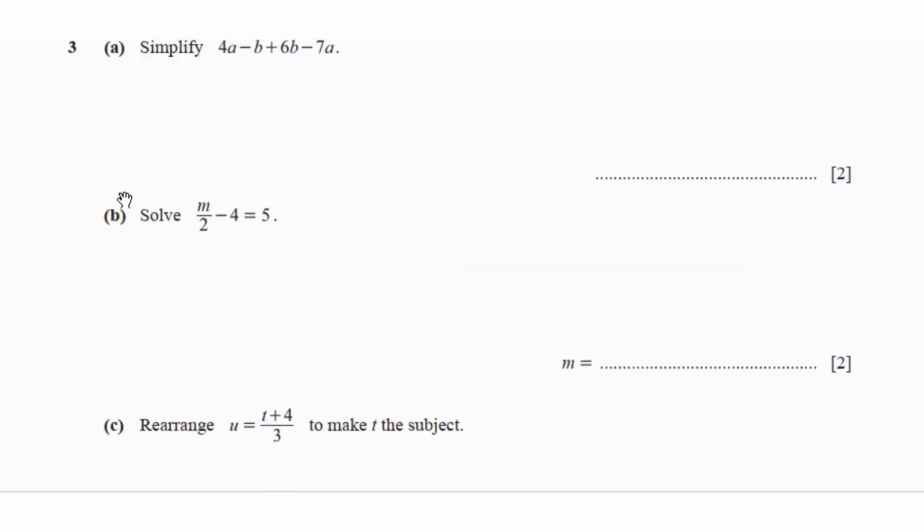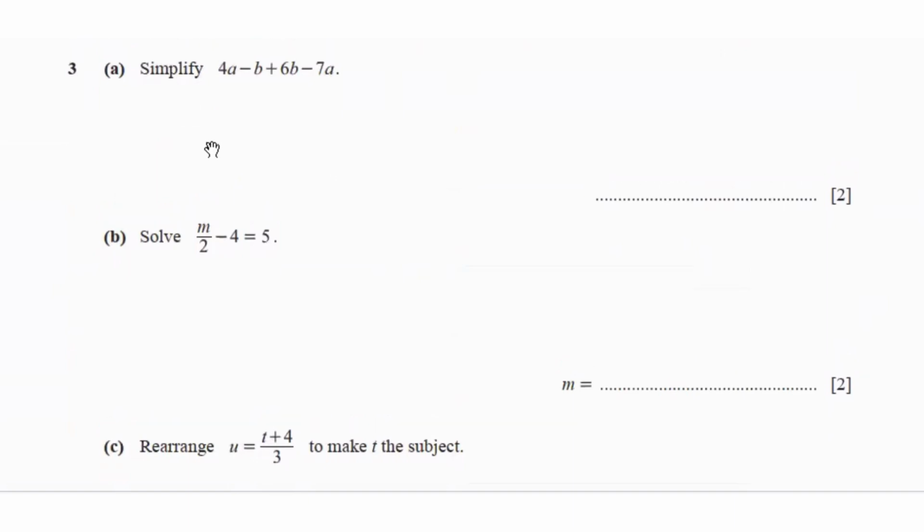Question 3 says simplify 4a minus b plus 6b minus 7a. In this, we start with collecting the like terms. We can see that 4a and 7a are like terms, and b and 6b are like terms. So which means we'll do 4a minus 7a minus b plus 6b. That's going to be minus 3a plus 5b. Since both the variables are different, we can't further simplify it. So this remains the final answer.